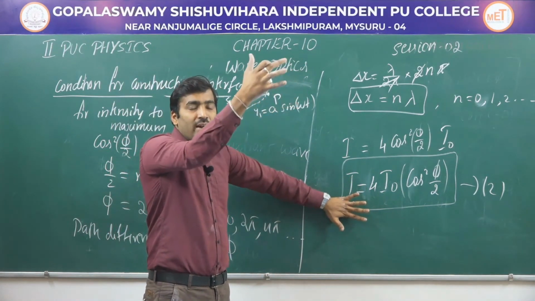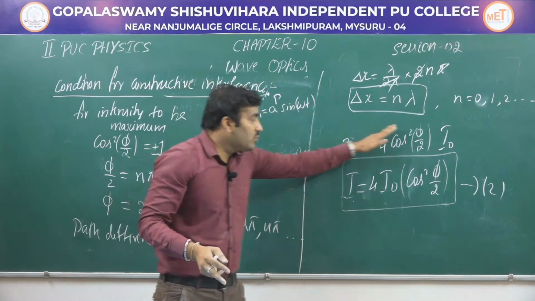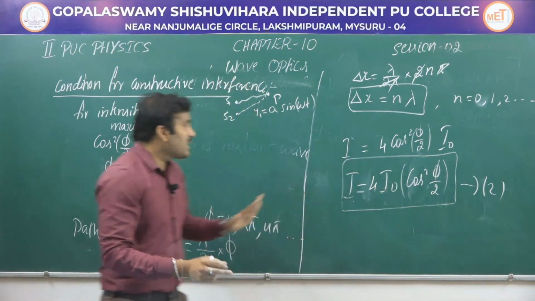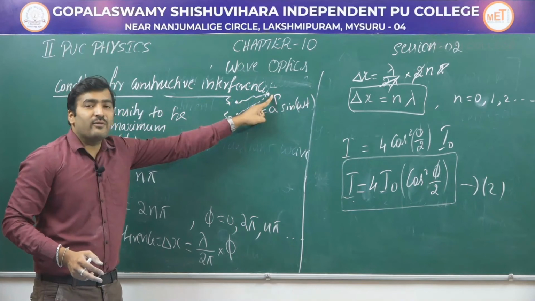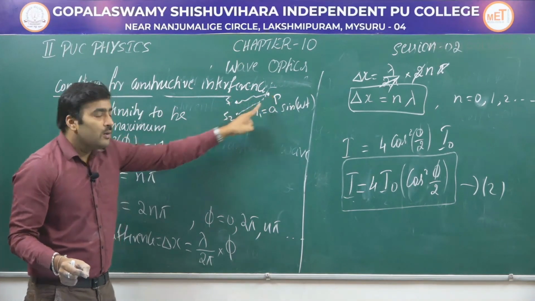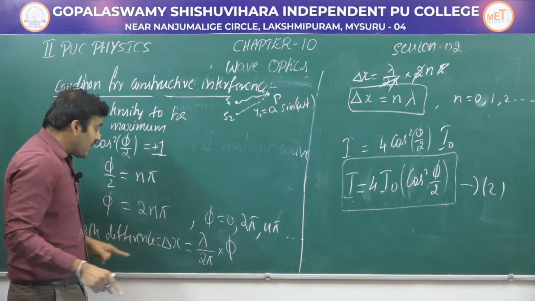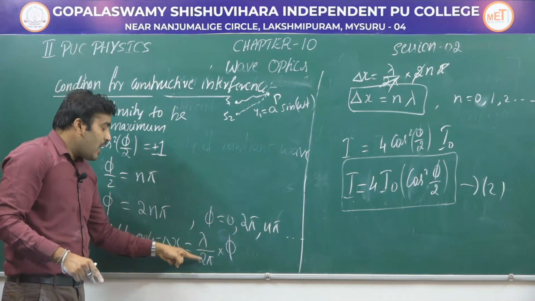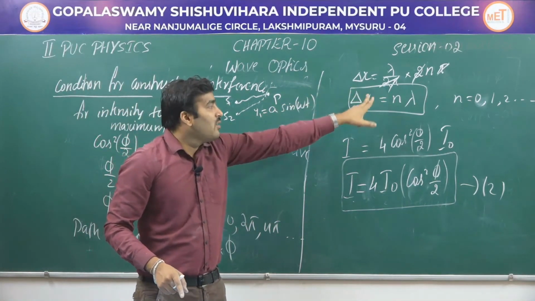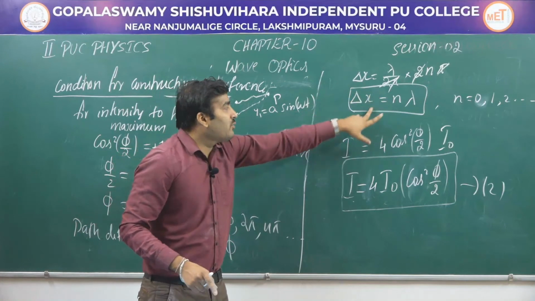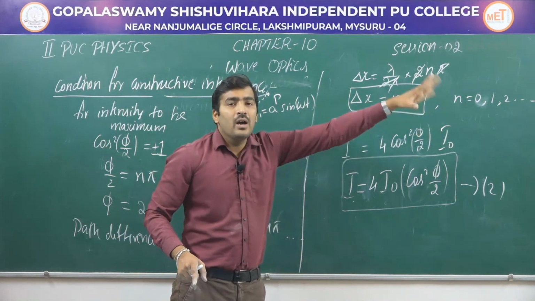From the starting, if I consider y1 and y2 are the displacements of the two waves, then up to this we have to derive. Now next, for the condition of constructive interference, in order to get constructive interference at the point P, what is the phase difference? Phase difference is equal to 2n pi, and then you have to write the path difference as lambda by 2 pi into phase difference. So phase difference is 2n pi, and finally we obtain the path difference is equal to n into lambda, where n is equal to 0, 1, 2, 3 up to infinity.